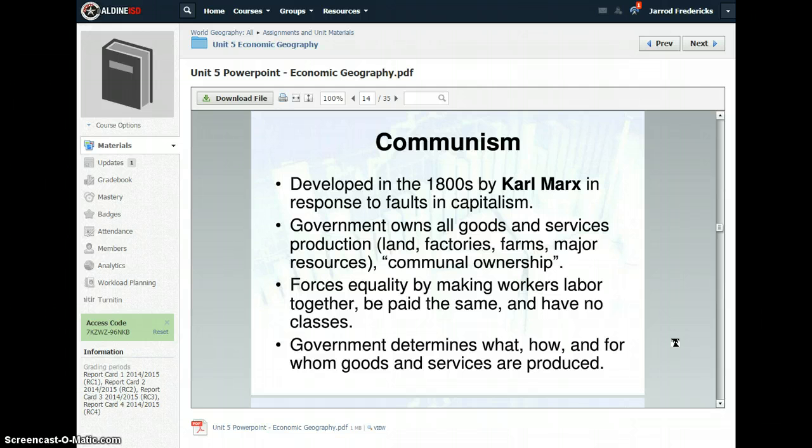So you can have a communist democracy. Ignore what they talk about in communist Cuba and communist Soviet Union. Those were totalitarian states, dictatorships, or oligarchies. Communism was their economic system, not their government system. Communism forces equality by making workers labor together, be paid the same, and have no classes. So no matter what you do, you're still making the same amount of money. The government will determine what, how, and for whom your goods and services are produced.